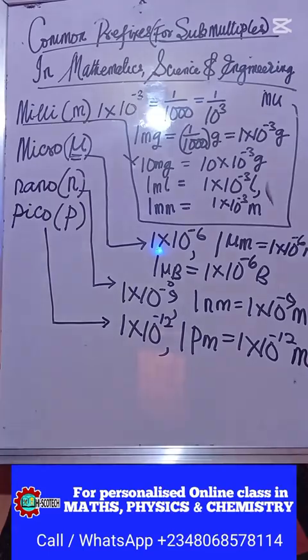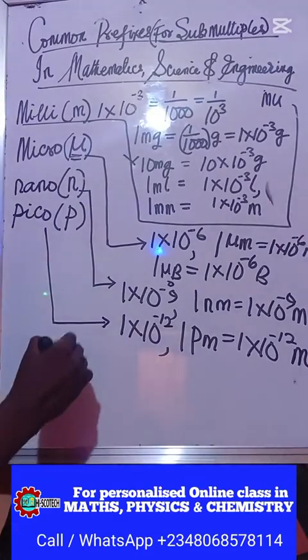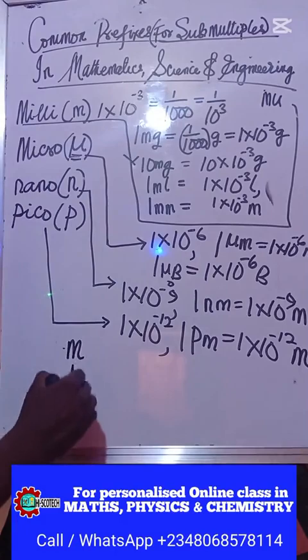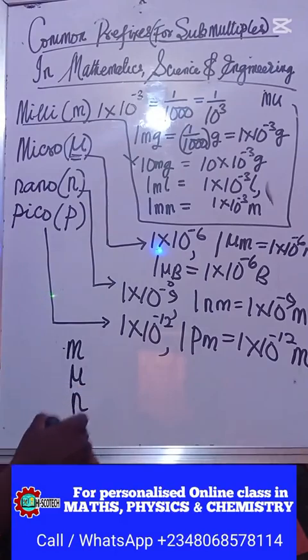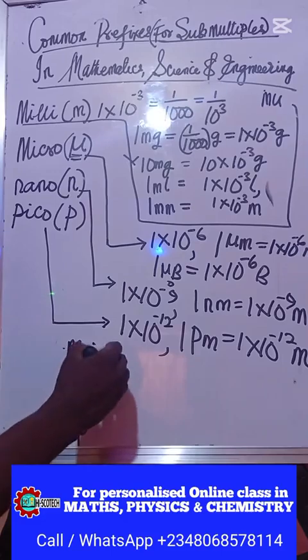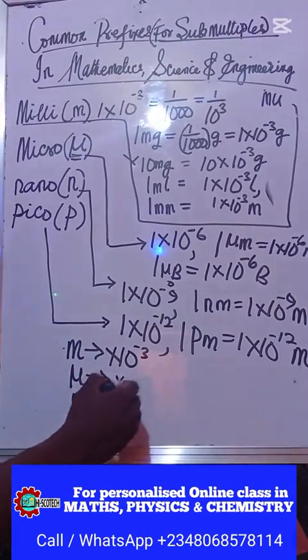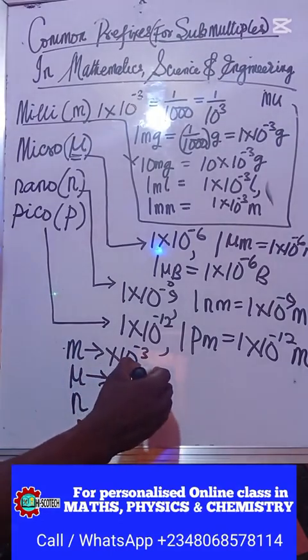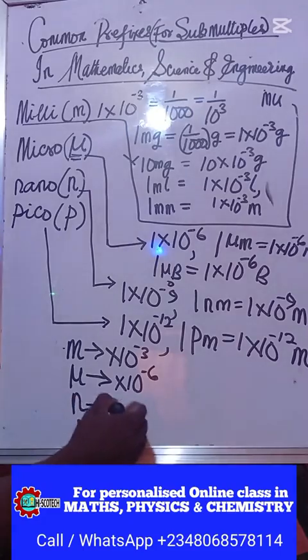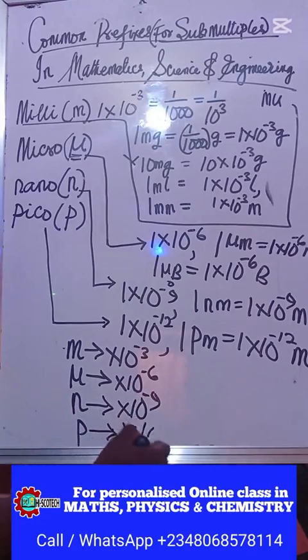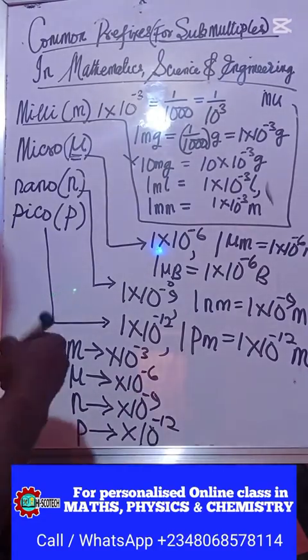Yes, so in summary, let's look at how the trend is going. Milli, micro, nano, pico: times 10 to the power minus 3, times 10 to the power minus 6, times 10 to the power minus 9, times 10 to the power minus 12.